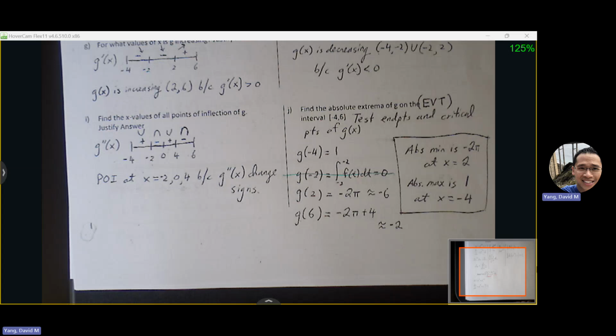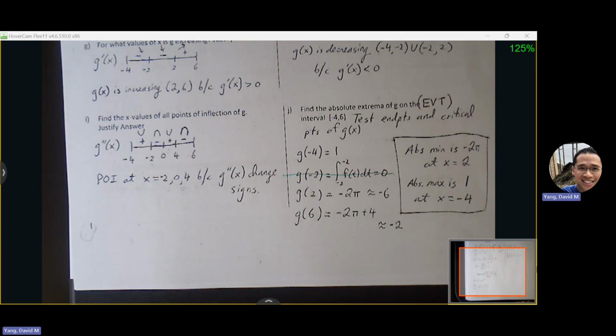So we definitely want to test -4 and 6. But do we need to test both -2 and 2? Which point do we not have to test? -2. Now, if you tested -2, it's fine. You won't lose any points. It's just that you're doing additional work that has no chance of being the absolute max or min. I did test it, but I didn't have to. But you only have to test your endpoints and your valid critical points.